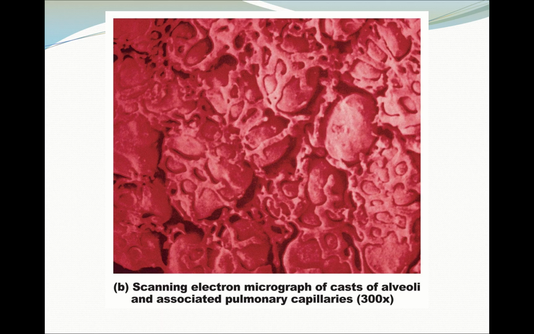So here's a scanning electron micrograph of casts of the alveoli and their associated pulmonary capillaries. So you might be wondering, well, how do plants do it? They don't have the capillaries all over them. Plants have little pores called stomata, and they open those pores, and that is what's going to bring in the carbon dioxide and expel the oxygen.